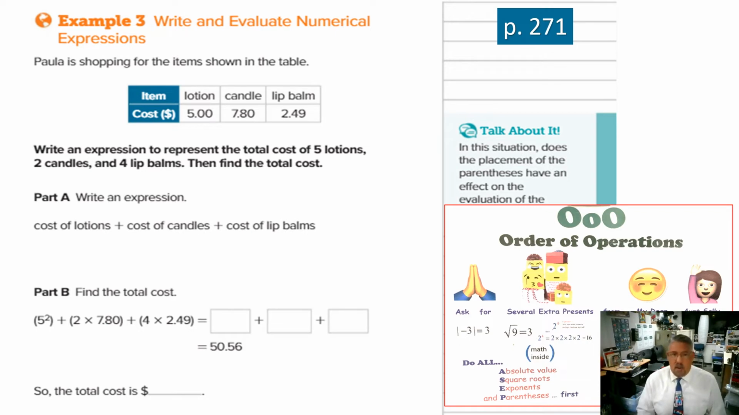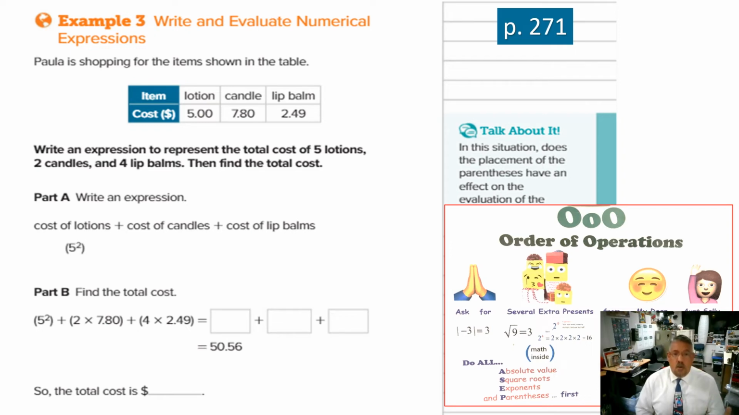So in your book, they give you this example as well. They're talking about if I have a lotion that costs $5, a candle that costs $7.80, and a lip balm that costs $2.49. But she's going to buy multiple items of each of those. So for the lotion, she's going to buy 5, 2 candles, and 4 lip balms.